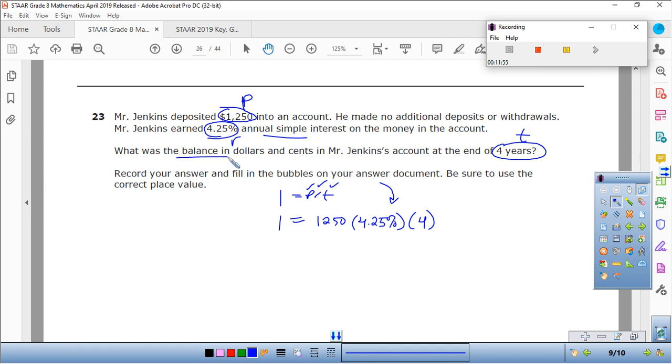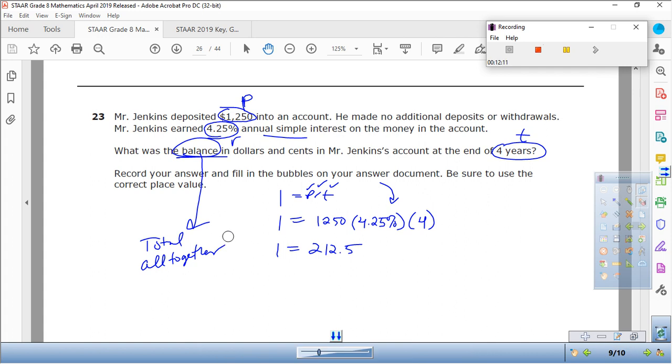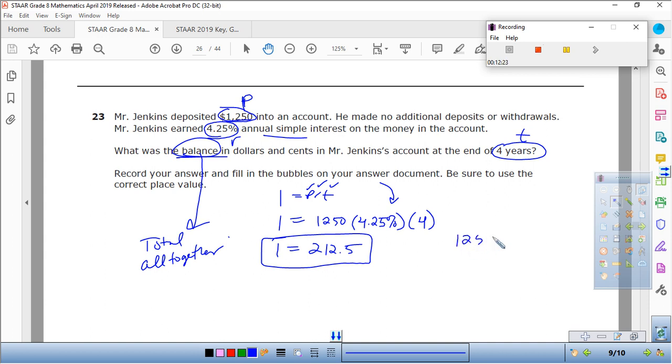So we're going to come back to that question over here. The question says, what was the balance? So I is equal to 212.5. Balance means total, everything all together. So is this my answer? Why isn't that my answer? Because that is just the extra stuff that came about. What did he originally put in there? 1,250. So you got to think about the question. Did I find the balance? Actually, no, I found the extra stuff. So then you come out here and add on the 212.5.